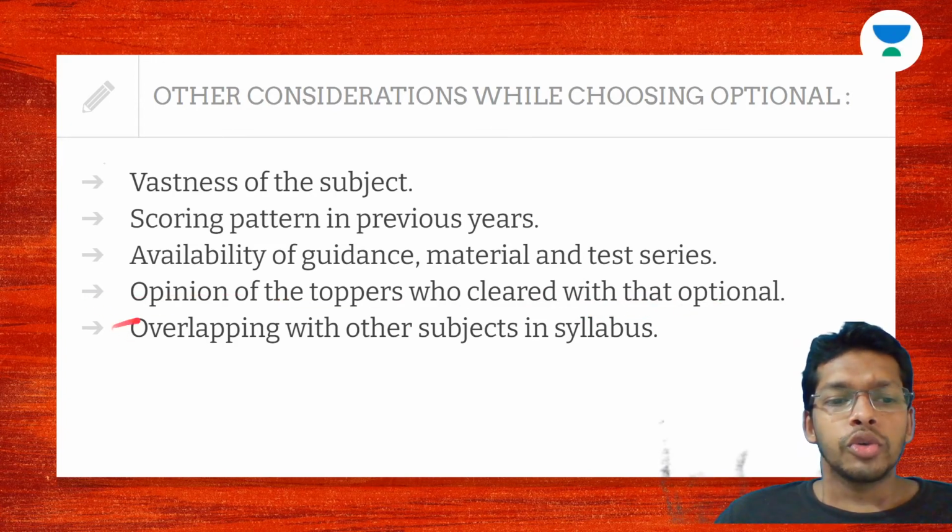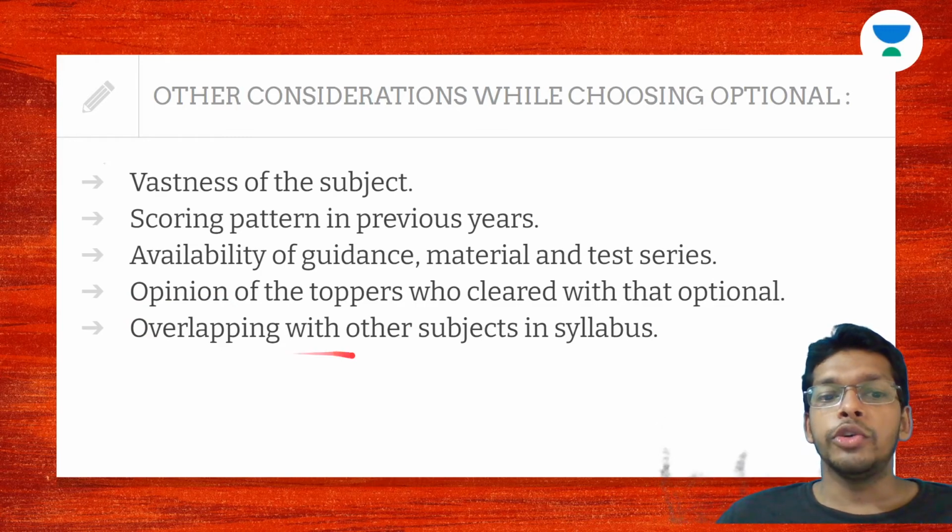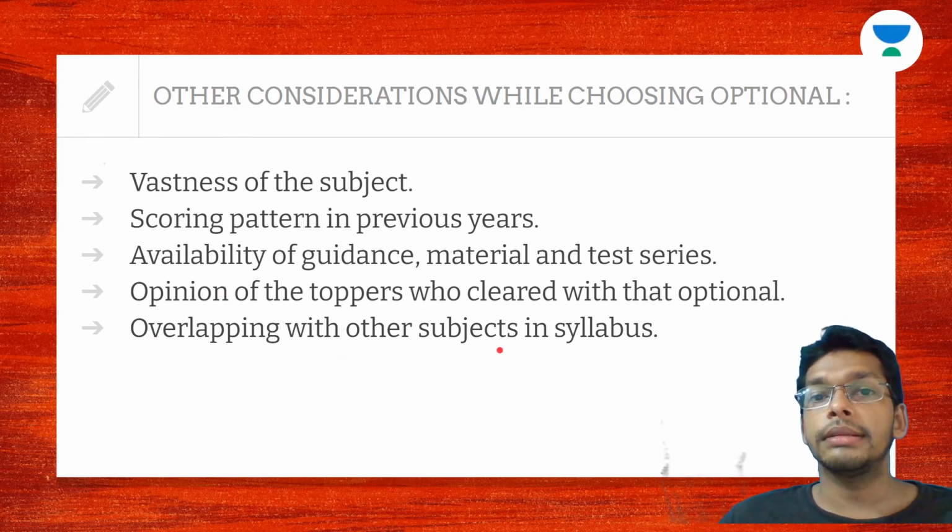Okay, another criteria which you can use is whether it overlaps with the other subjects in the syllabus. In my case, if I take the example of public administration, it has overlap with the General Studies 2 paper and the General Studies 4 paper, that is ethics.